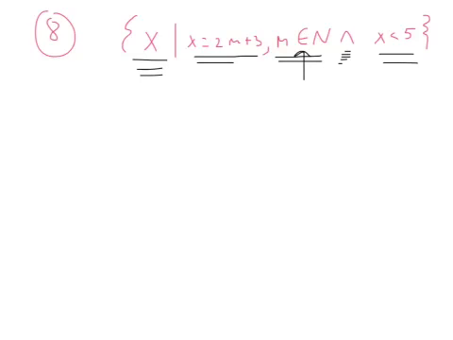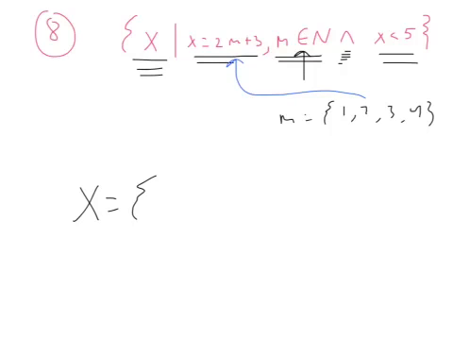So we're saying natural number, I'm defining it as starting at 1, so we have 1, 2, 3, 4. Therefore, X is going to be putting these values into our equation. X is going to be, let's see, 5, 7, 9, 11.